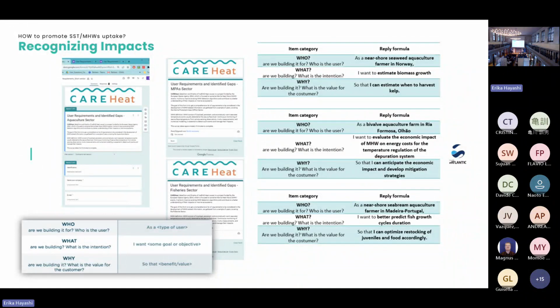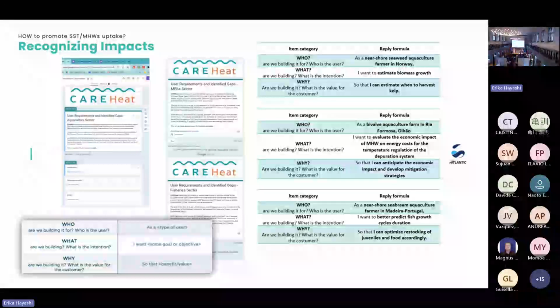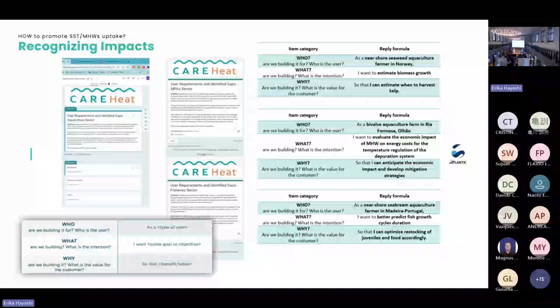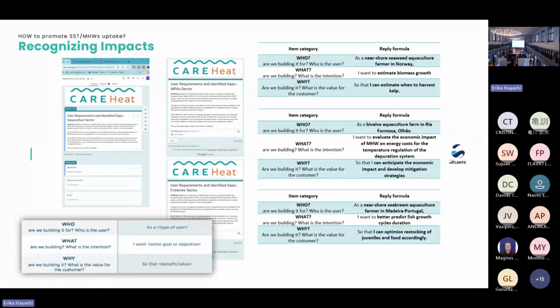Just to provide an example, we have here 3 user stories, and we also have a currently open survey that we promoted to the community so that people could respond in a more elaborate manner about how these CareHeat results can be of use. So the who, for example, a nearshore seaweed aquaculture farmer in Norway, a real one, this is not bogus, it's a real person saying this, wants to estimate biomass growth because they have a problem with biofouling. From the start of biofouling on the blades of kelp, the kelp no longer has food grade quality. So they lose a lot of money.